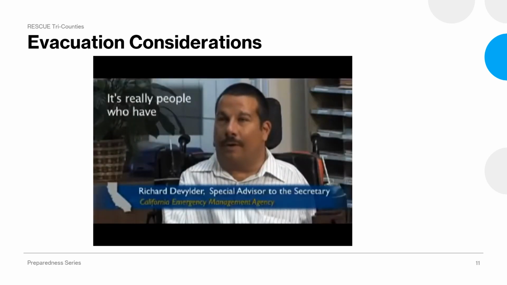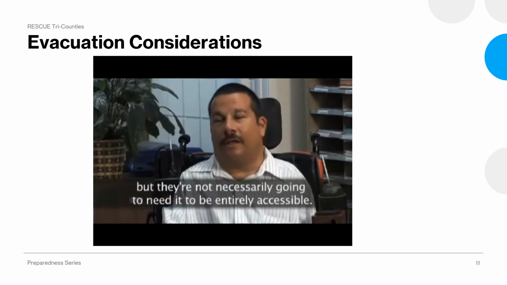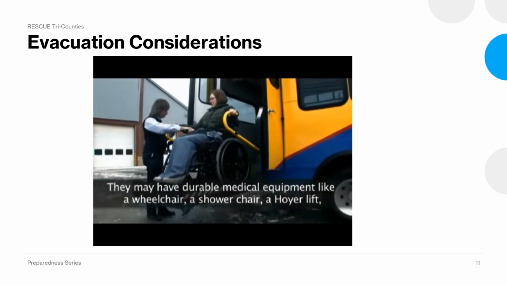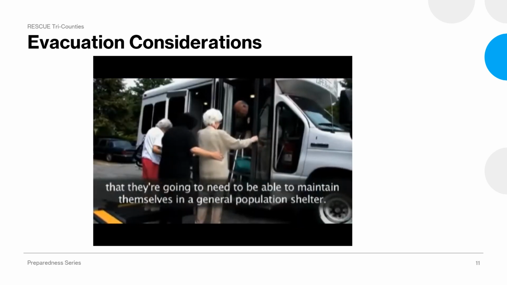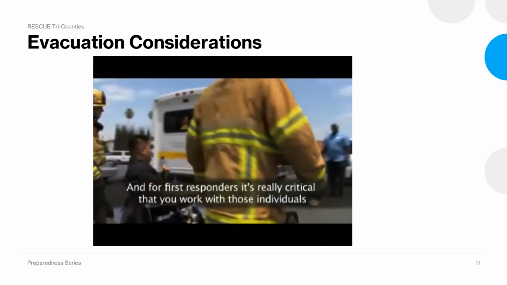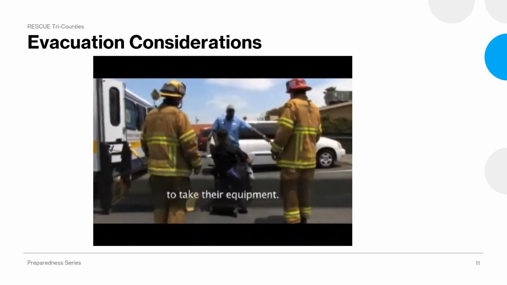It's really people who have mobility impairments who depend on public transportation to get around, depend on paratransit to get around, and those who may not have cars may have some level of need for assistance, but they're not necessarily going to need it to be entirely accessible. They may have durable medical equipment like a wheelchair, like a shower chair, a Hoyer lift that they're going to need to be able to maintain themselves in the general population shelter. And for first responders, it's really critical that you work with those individuals to take their equipment.